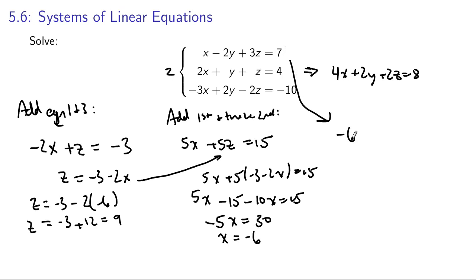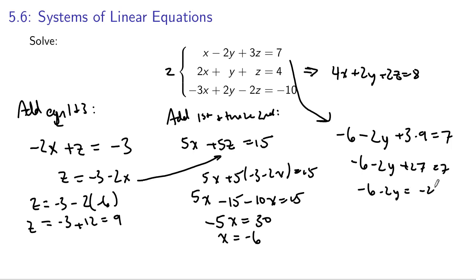So we have minus 6 for x, 9 for z, 3 times 9 is 27. Subtract 27 from both sides, and we get negative 20. Add 6, we get negative 14. Divide by negative 2, and we get 7. So we have this solution. X is minus 6, y is 7, z is 9.